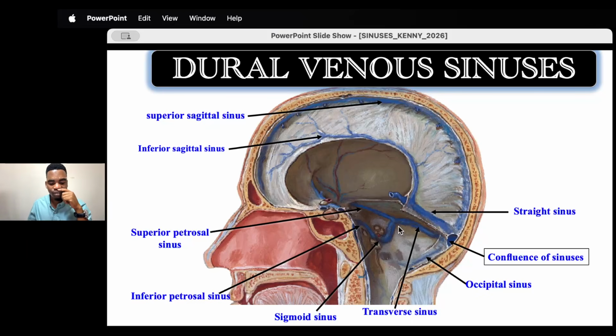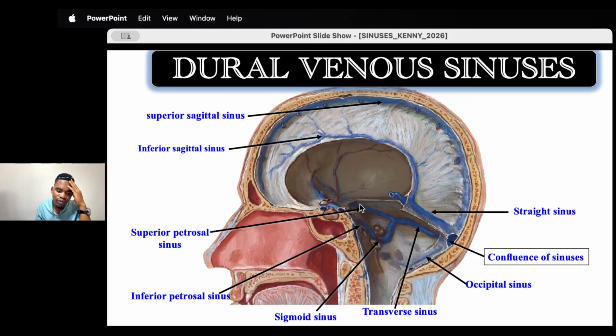We have a sinus which is running in the transverse plane, and this sinus is called the transverse sinus. We have a sinus in the occipital bone, and it's called the occipital sinus. We have a sinus which is S-shaped, and because of that, it's called the sigmoid sinus.